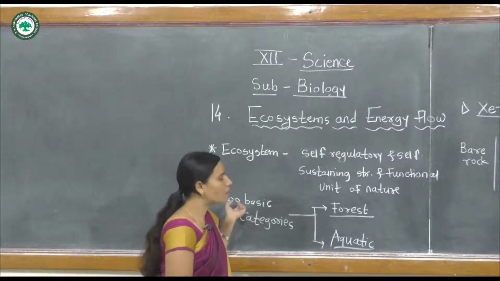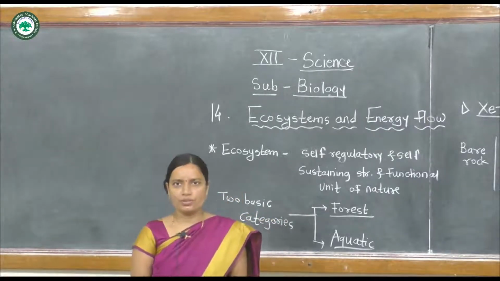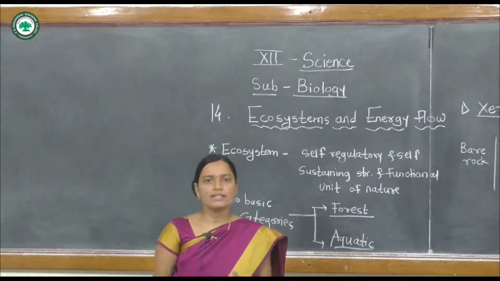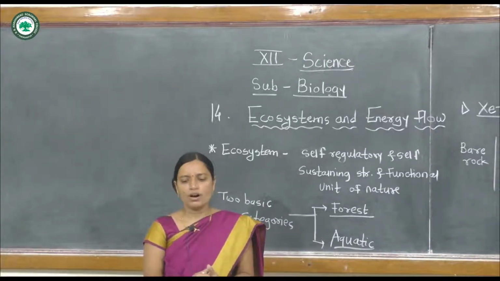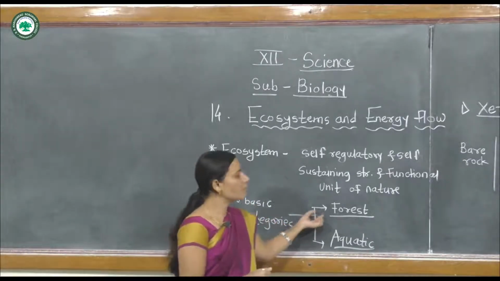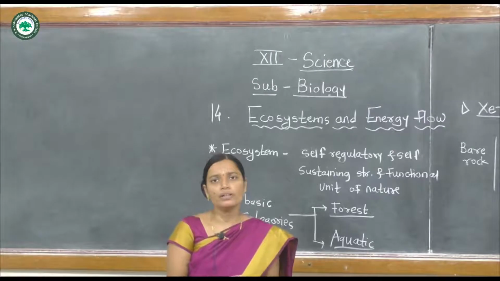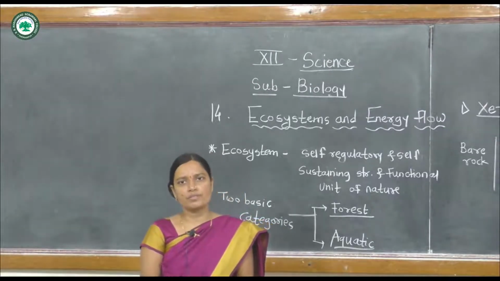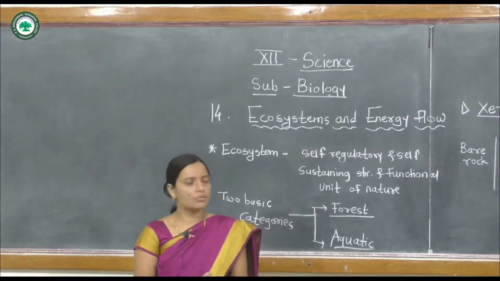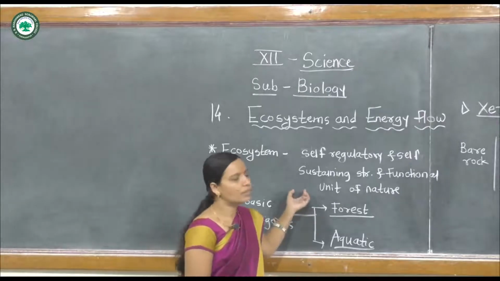Ecosystems have two basic categories: terrestrial and aquatic. The terrestrial ecosystem includes forest, grassland or desert. These are the different types of terrestrial ecosystems. The other is the aquatic ecosystem, found in water bodies, like lakes, wetlands or rivers. These are the two types of ecosystems found in our surrounding environment.